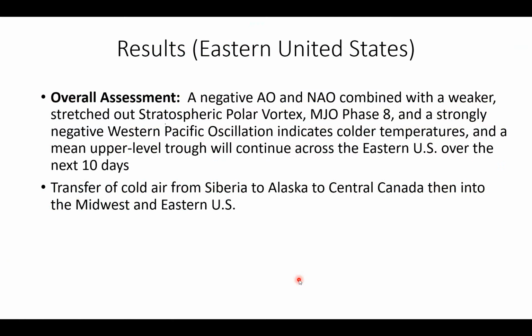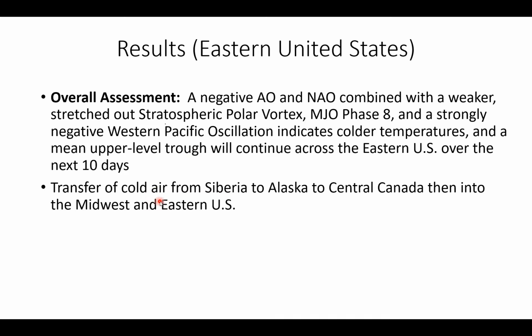All right, my overall assessment to end the video: we're seeing a negative AO and negative NAO combined with a weaker, stretched out stratospheric polar vortex. The MJO is in phase 8, which favors colder temperatures and troughing in the east. We're also seeing that strongly negative Western Pacific Oscillation, the WPO, which indicates colder temperatures, meaning the upper level trough should remain in place pretty persistently across the eastern U.S. over the next 10 days.